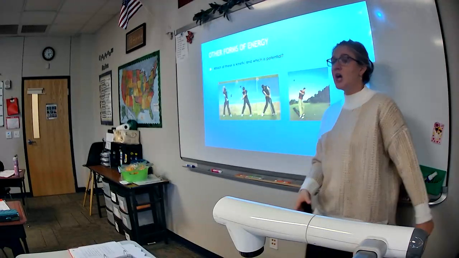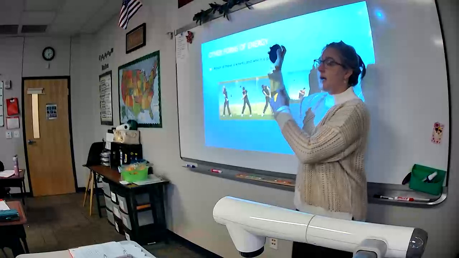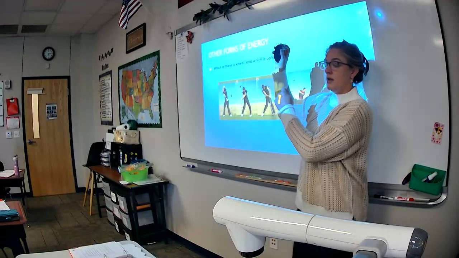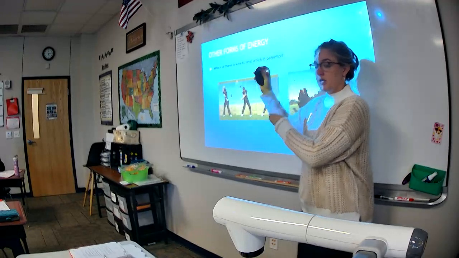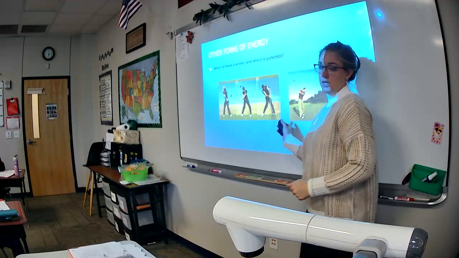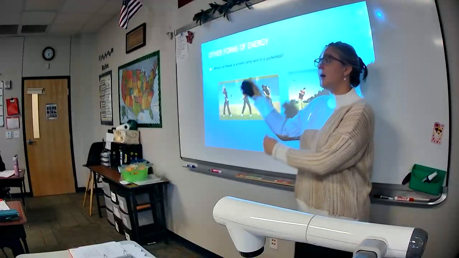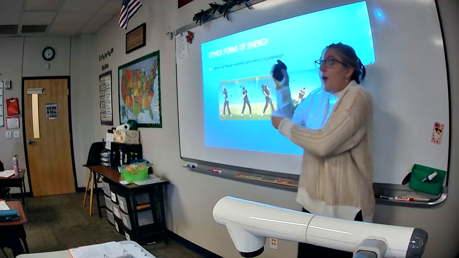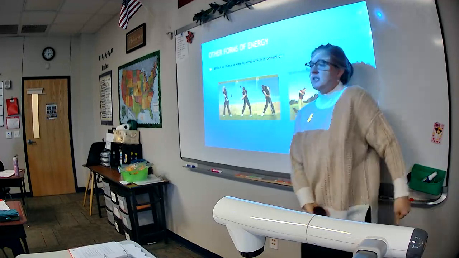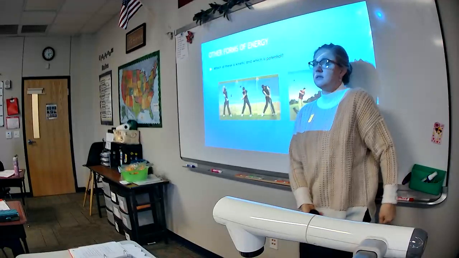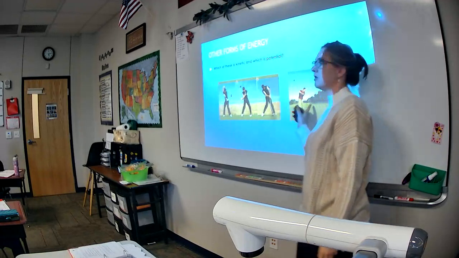This one, at the top of his swing as he's about to come down. Reagan? I'd say it's probably potential because it's all built up. Correct. It's all built up. For a second, he's going to actually pause before he converts to kinetic. Does that make sense? So here's the kinetic, here's the potential.